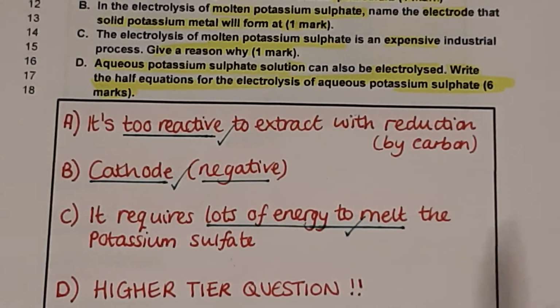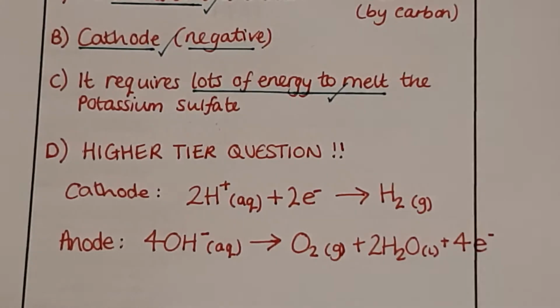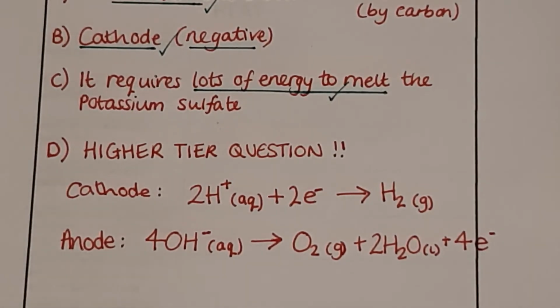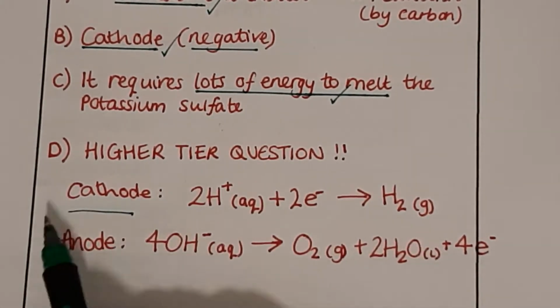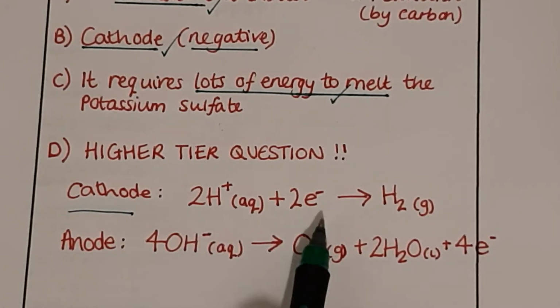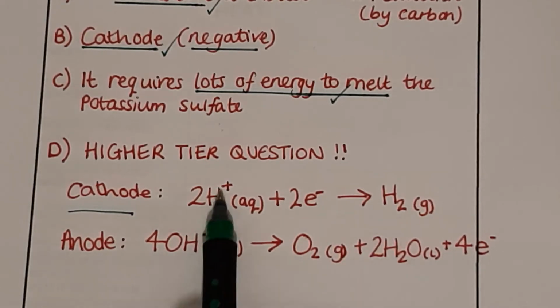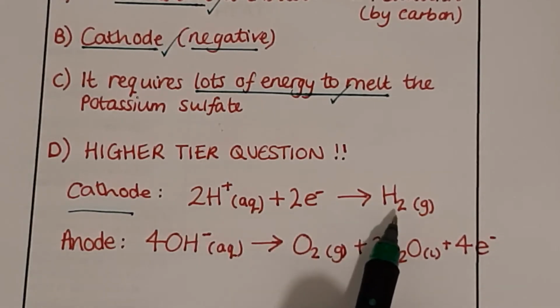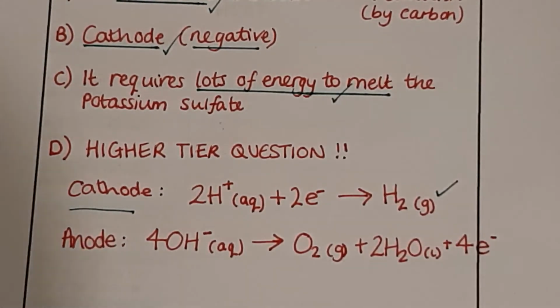Okay, and then part D, this was a higher tier question. So it wants the half equations for the electrolysis of aqueous potassium sulfate. So at the cathode, you can have a mark if you've got the correct equation with this cathode. Now, it doesn't have to be perfect. If you've got H+ + e- turns into H, and that's capital H at both sides, then you can have a mark for that, as long as you've identified that that's the cathode. If you haven't identified that it's cathode, that's fine, as long as you've written the equation.